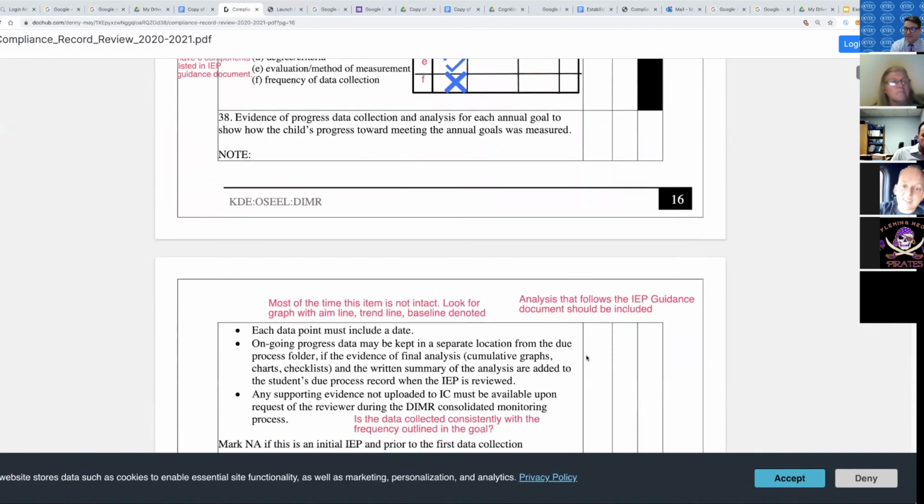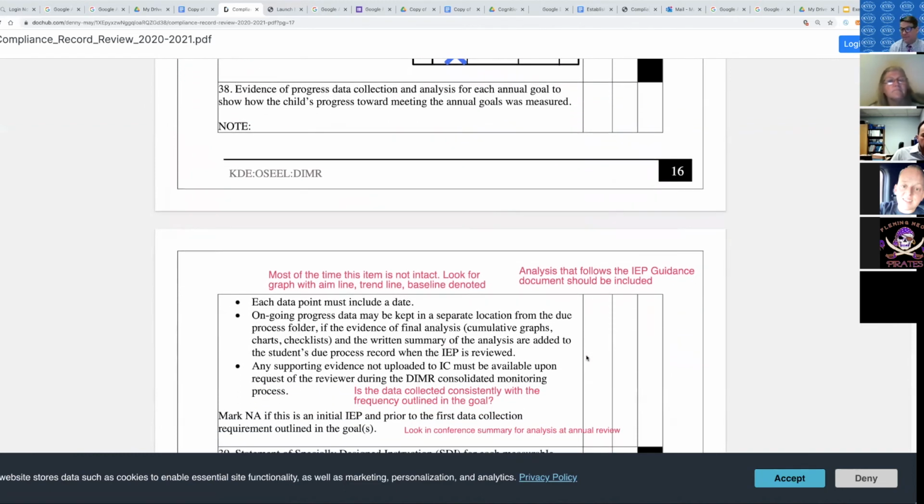And I've got in my annotation, most of the time, this is not intact. This item's not intact. You've got a progress report that kind of looks like an Infinite Campus generated report. We realize, Brenda, now that Infinite Campus is generating graphs for us, we have to have certain things that go in the graph. And these notes here under 38 kind of tell us what's expected there, okay?